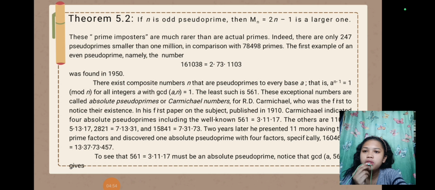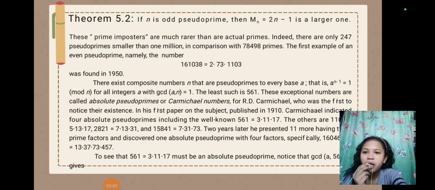There exist composite numbers n that are pseudo-primes to every base a, that is, a raised to the power of n minus 1 is congruent to 1 modulo n for all integers a with GCD of a and n equal to 1. The least such is 561. These exceptional numbers are called absolute pseudo-primes or Carmichael numbers, for R.D. Carmichael, who was the first to notice their existence.